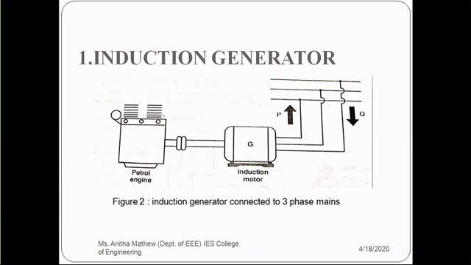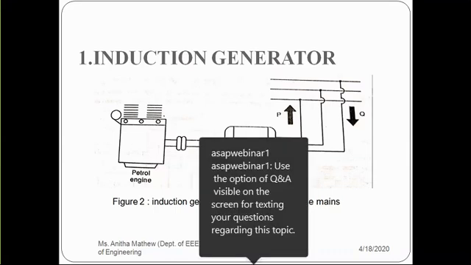Here, the rotor of the induction motor is coupled with a petrol engine, where the petrol engine is the prime mover. And the stator is connected to the supply. Is it clear? When this stator is connected to the supply, what will happen?